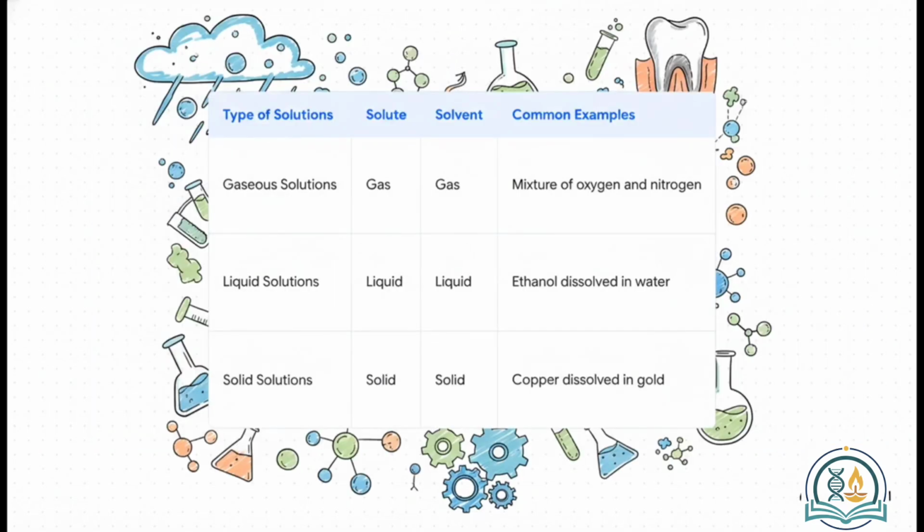Now here's where it gets really cool. We usually think of solutions as a solid dissolving in a liquid, right? Like salt and water. But look at this table. You can have all sorts of combinations. You can have a gas dissolved in a gas. That's the air we breathe. You can even have a solid dissolved in a solid, like metal alloys. So solutions are literally all around us.